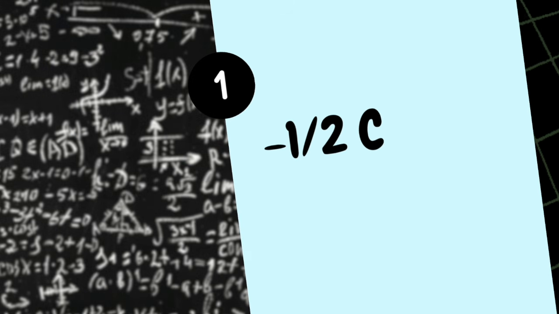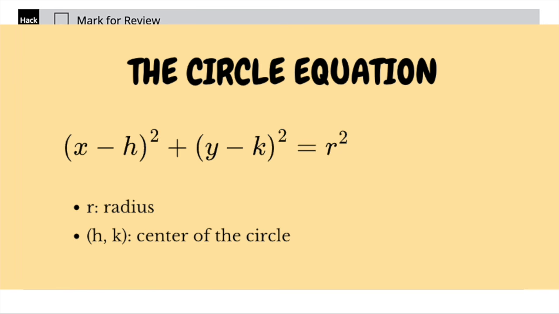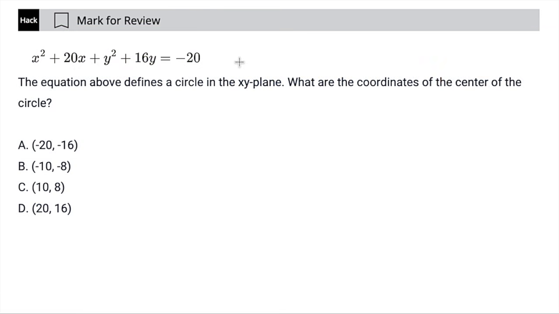Next up, geometry hacks. And up first, we have the negative-half circle hack. Say that 5 times fast. Basically, if you see a circle equation and it's not in the form that you're used to, but instead it's in this weird expanded form, you can take the negative half of your coefficients for x and y to get your center. So straight up, we're going to have negative 10. So that's 20 divided by negative 2, and negative 8. 16 divided by negative 2. And our answer, just like that, is choice B.